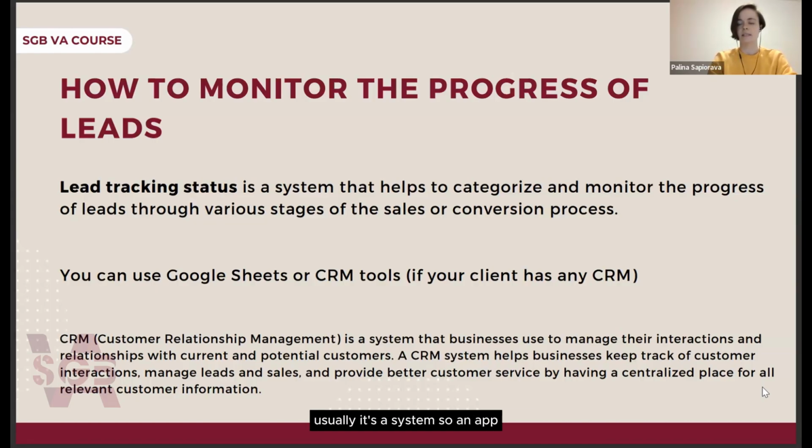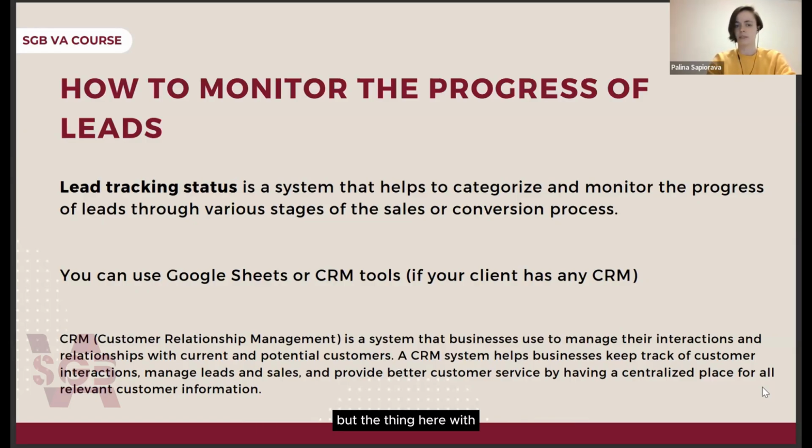Usually it's a system, an app, software that businesses use to track the progress on their deals, on their clients, on their leads. So practically everything that is connected with sales. And sometimes if that system is really developed, it's also possible to track some marketing processes. There are actually many different CRM tools. For example, I personally used HubSpot or Pipeline. They both have their disadvantages and advantages.